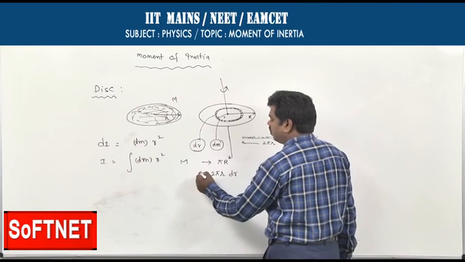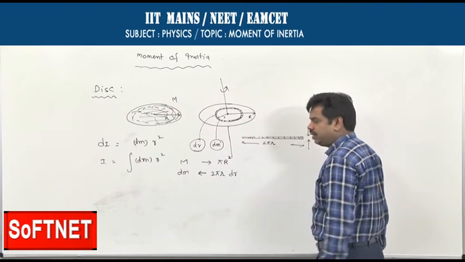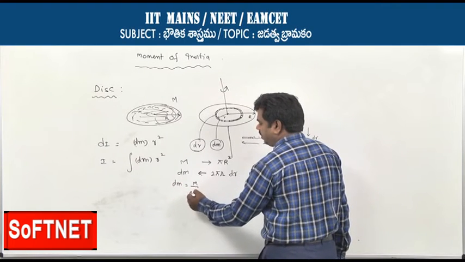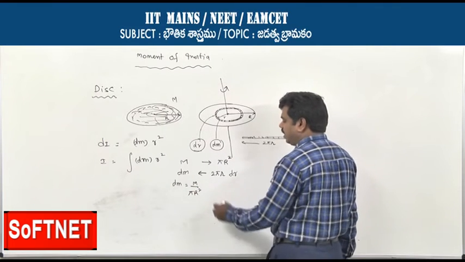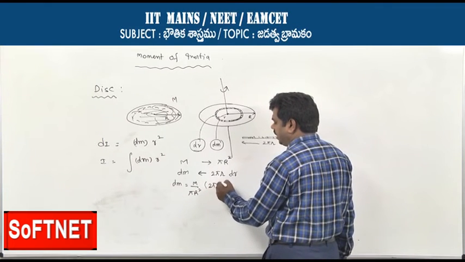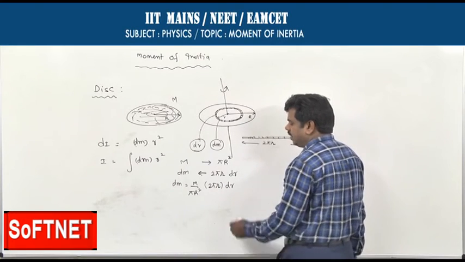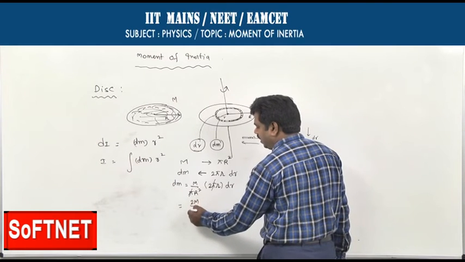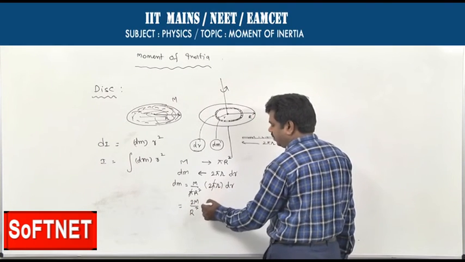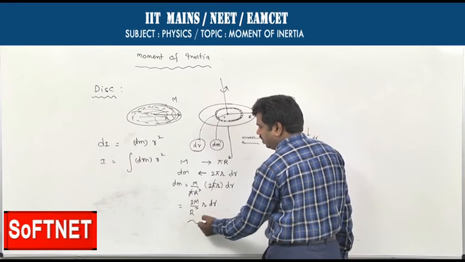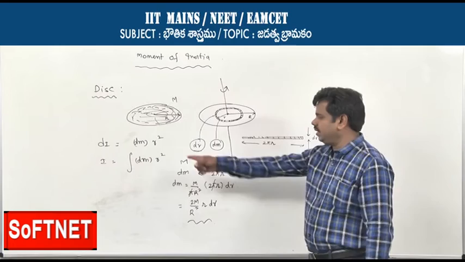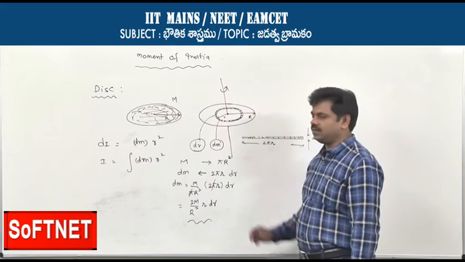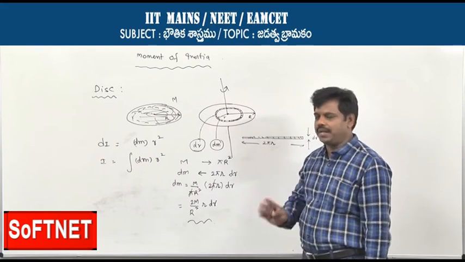For this area, how much mass will you get? dm. Then how to write the dm, already you know. dm is nothing but mass per unit area, that is M by pi R square, into the area of the element, 2 pi r into dr. In the next step, pi will get cancelled. Then you will get 2M by R square into r dr. When you substitute this value in that equation, we can find out the moment of inertia of the disk about the axis passing through the center and normal to its plane.